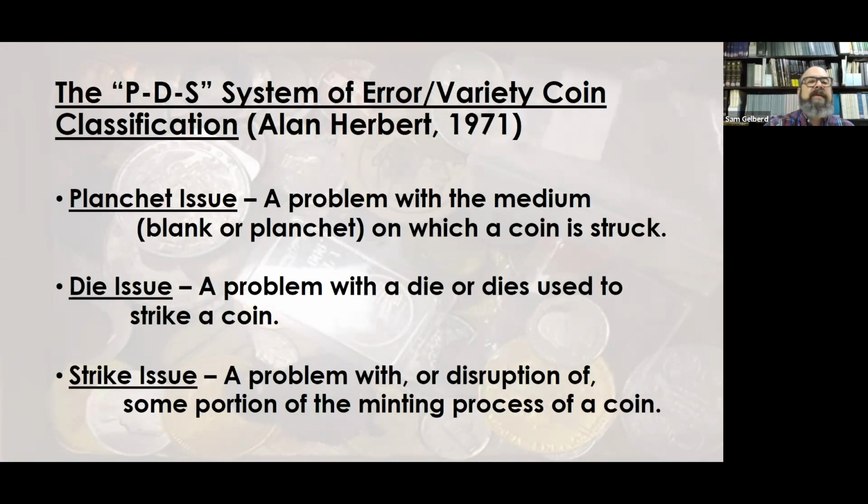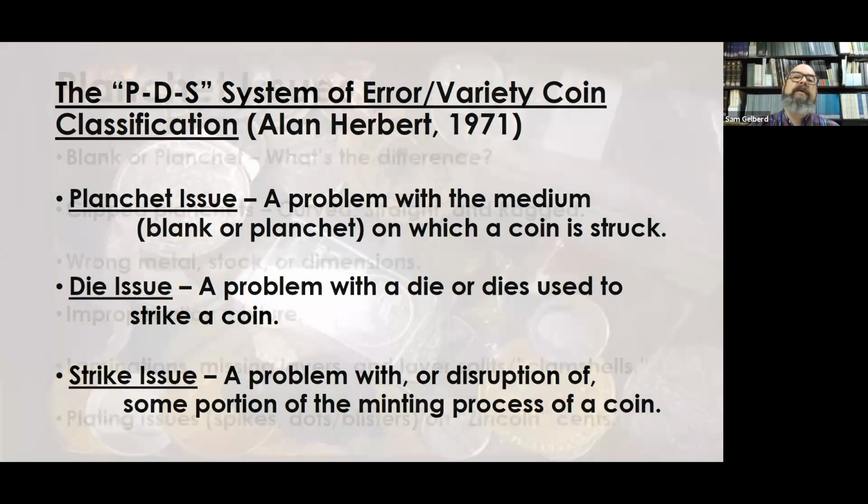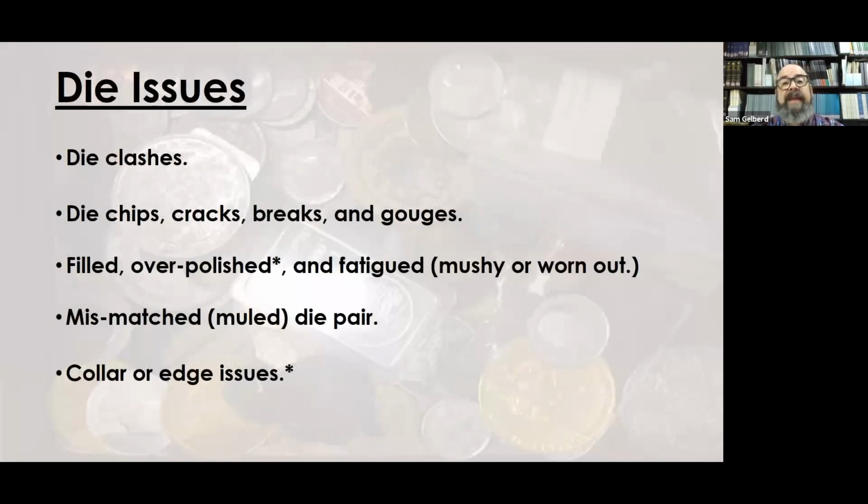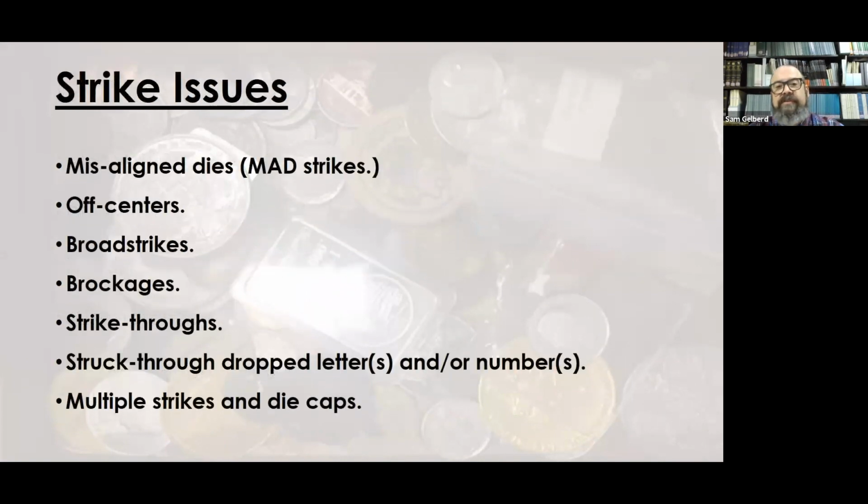So like we said before, you can have issues with one, two, or all three of these things: issues with planchet, die, or strike. Planchet issues, we'll run through this pretty quick and see some of the ones on the screen there. Some of the issues that you may experience with dies: you get clashes, they can be mismatched. And of course, striking issues. That's where a lot of the problems may arise.